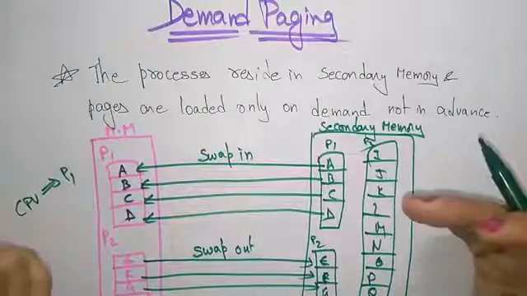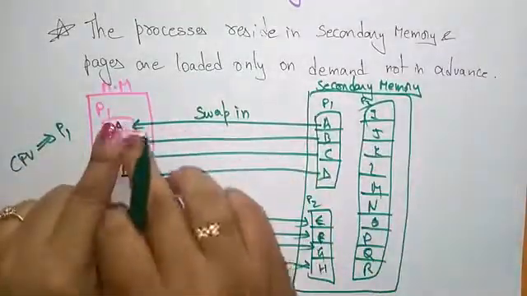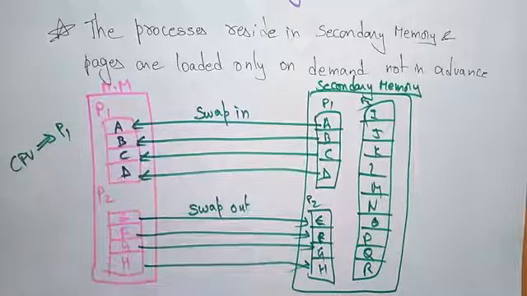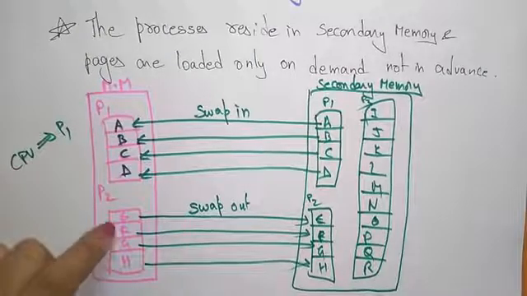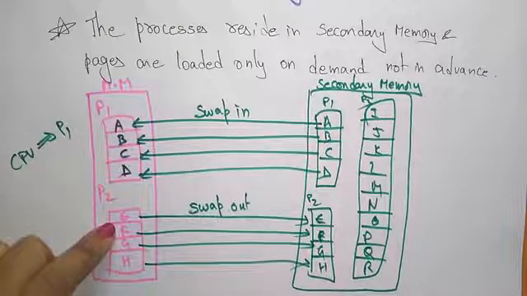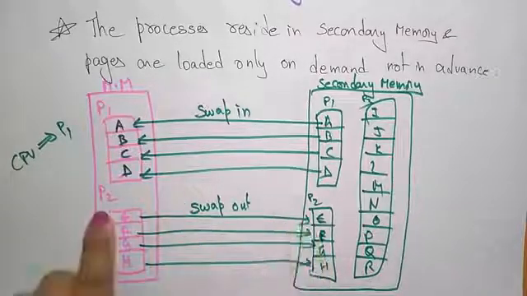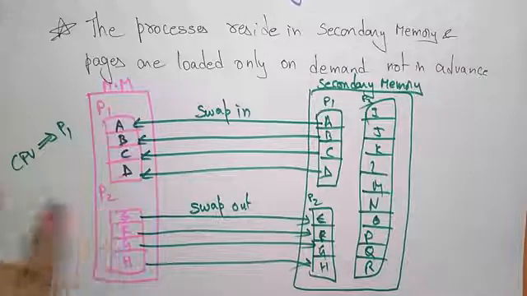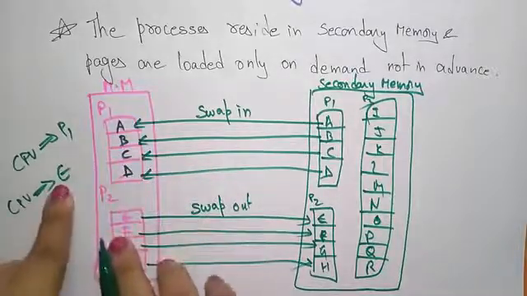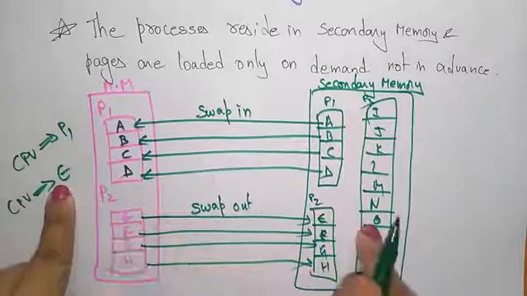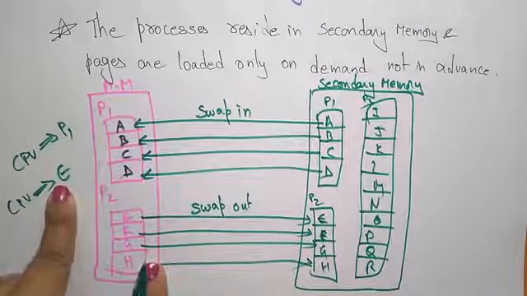While executing a program, if the program refers to a page which is not available in main memory. Suppose I want the E page, which is not available in main memory because it was swapped out a little while ago. The CPU is asking for the E page, but it is already swapped out. Then the processor treats this invalid reference as a page fault.